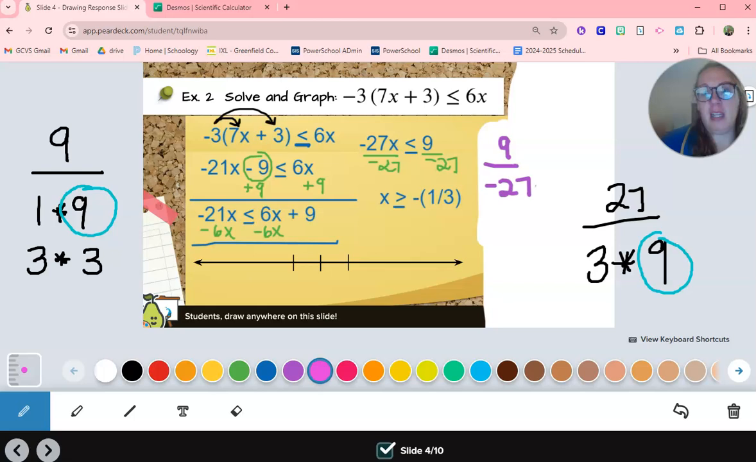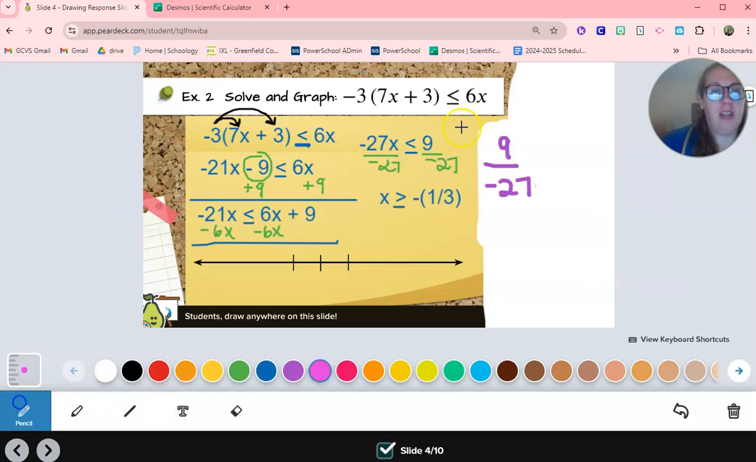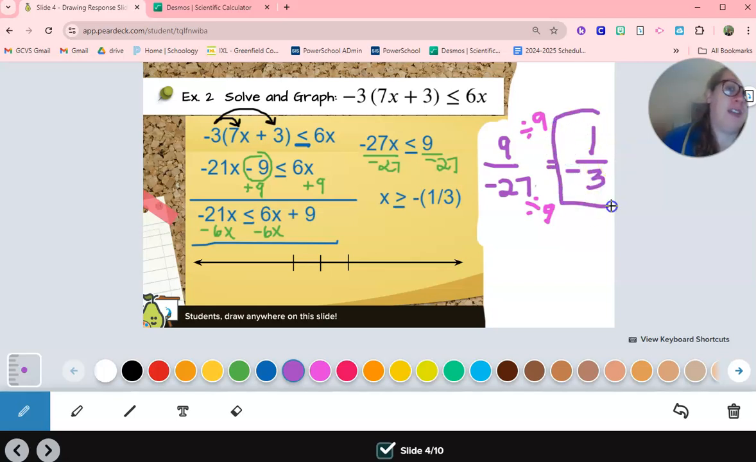So what that means here is I can divide the top by 9 and the bottom by 9. 9 divided by 9 is 1. -27 divided by 9 is a -3. So we can just say this is -1/3. We can write -1/3 like this. This is the same as making just the 1 negative or just the 3 negative. As long as there's a negative sign there, the fraction is negative.